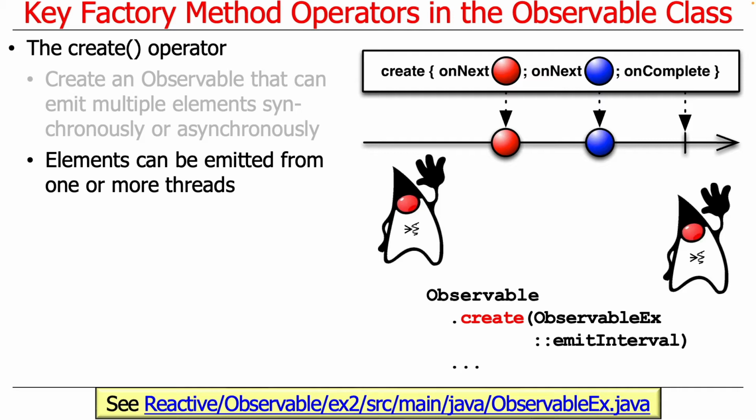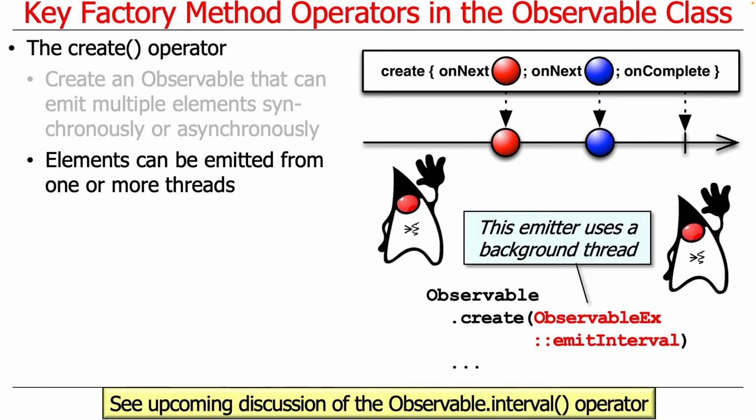So let's take a quick look at this example here, which we'll take a look at in more detail when we get to the case study. This emitter, which is called emitInterval, actually uses a background thread to emit events, which are then handled in the fluent method operators that I don't show here with the dot, dot, dots further down in this chain.